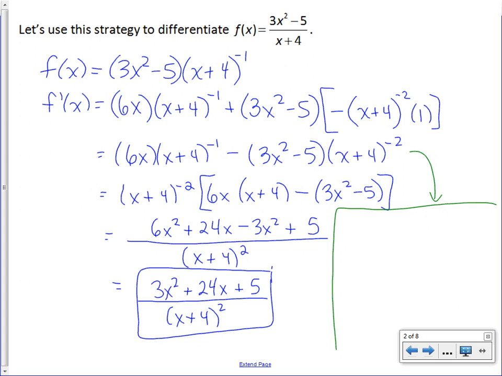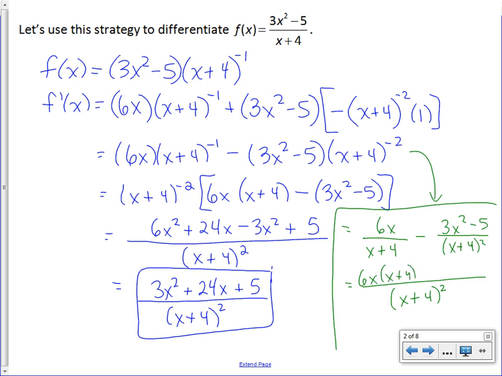So I could take the first expression there and go 6x over (x plus 4), minus (3x squared minus 5) all over (x plus 4) squared. But I don't leave it like this. I need a common denominator. What would be the common denominator, guys? (x plus 4). So in order to make that happen, what would I have to do to the 6x? Multiply it by (x plus 4).